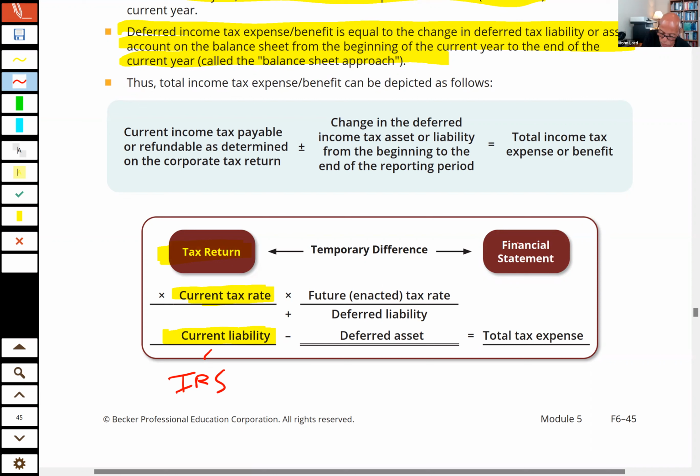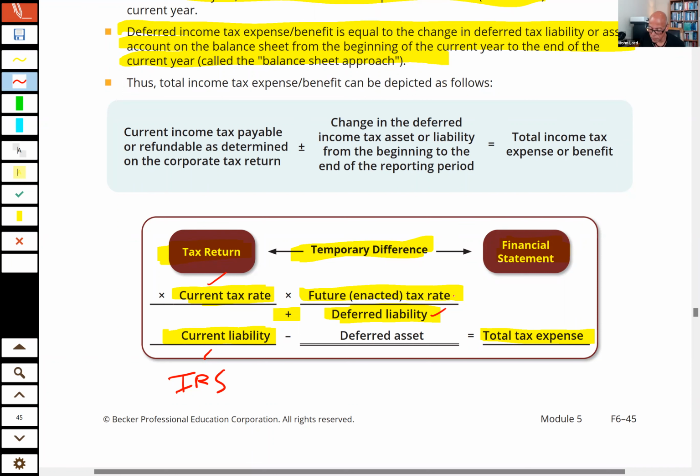What are the differences between what GAAP says my net income should be versus what the IRS tax return says is my taxable income? That difference, and we only worry about temporary differences, gets multiplied by the enacted future tax rate. That can create a deferred tax liability, and if it does, we add it to the current tax to come up with the total tax expense. The question could ask me for the total, which means I'll have to add those two together, or it could just ask me for the current or the deferred.